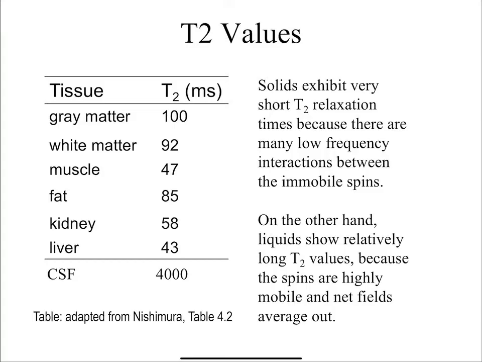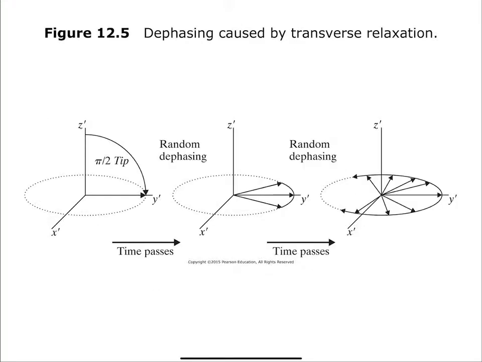In something like bone, where the spins can't move around, this spin might see an average field that makes it process faster. This spin might see an average that makes it process slower, and things don't average out. So the spins can get out of phase, and the signal will decay much faster. So that's the basic idea that we're talking about. So this is the liquids, as you see here. CSF, cerebral spinal fluid, has a very long T2, and that's because the spin contributions are averaging out. So this is the demonstration of dephasing.